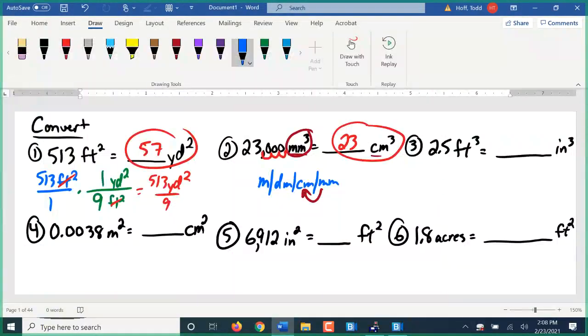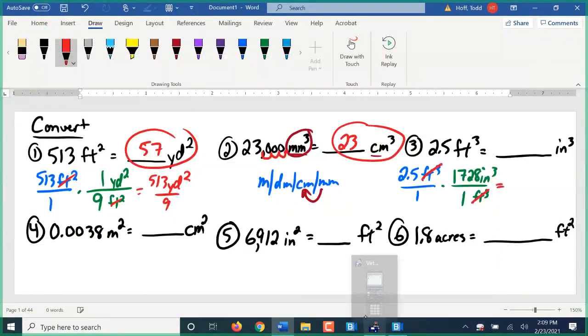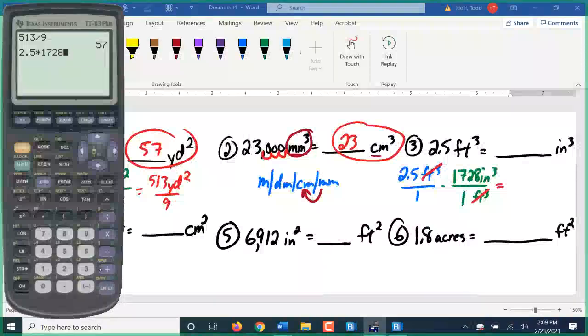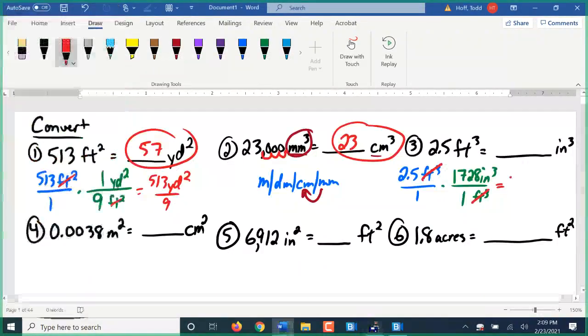Number 3, 2.5 cubic feet. Put that over 1. We're going to get rid of the cubic feet, so they're going to go on bottom. Cubic inches on top. Now again, we know that 1 foot is 12 inches, but this is not feet and inches. It's cubic feet and cubic inches. So 1 cubic foot is 12 cubed, 1,728 cubic inches. So the cubic feet cancel out. We just have 2.5 times 1,728, which is 4,320 cubic inches.